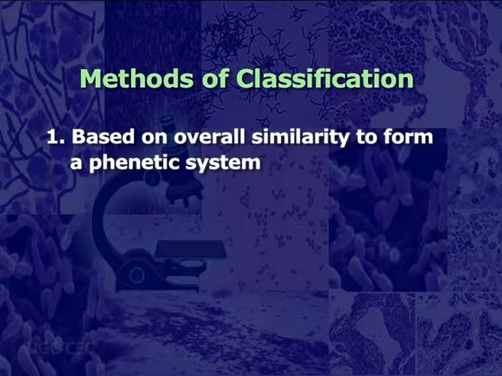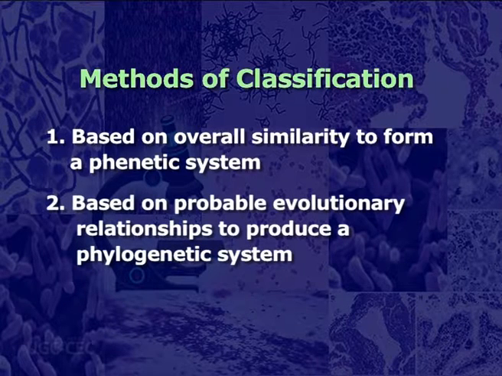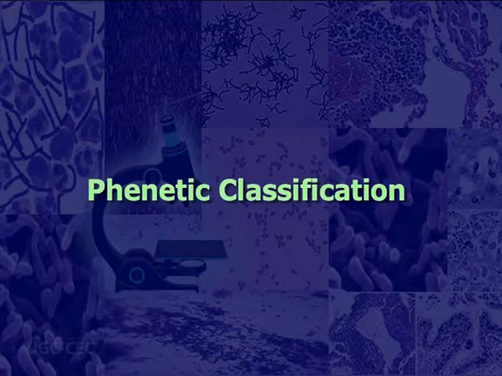First is based on overall similarity to form a phenetic system, and second is based on probable evolutionary relationships to produce a phylogenetic system. Computers can be used to analyze data for the production of phenetic classifications. The process is called numerical taxonomy. So, let us briefly discuss phenetic and phylogenetic classifications and also numerical taxonomy. First, we will see phenetic classification.